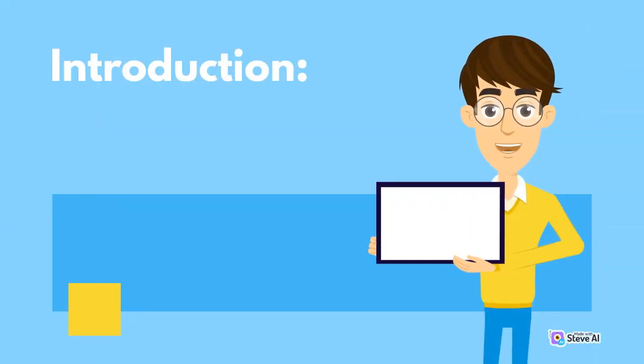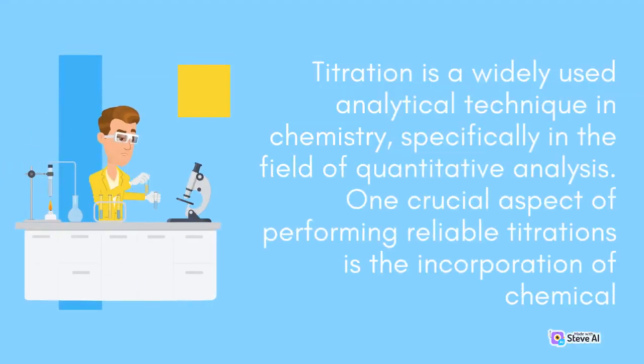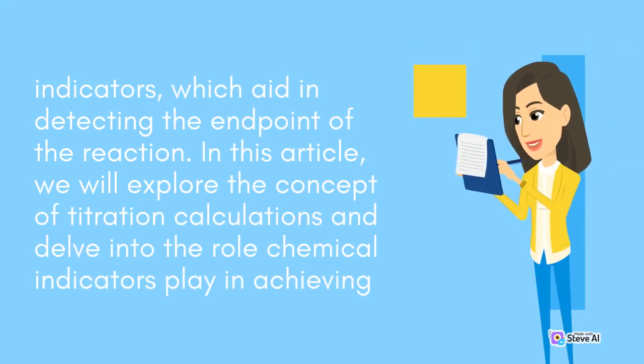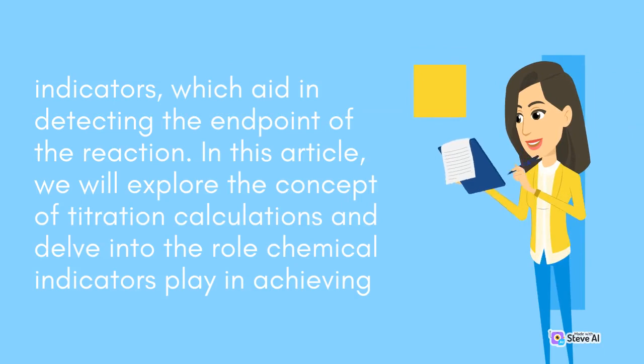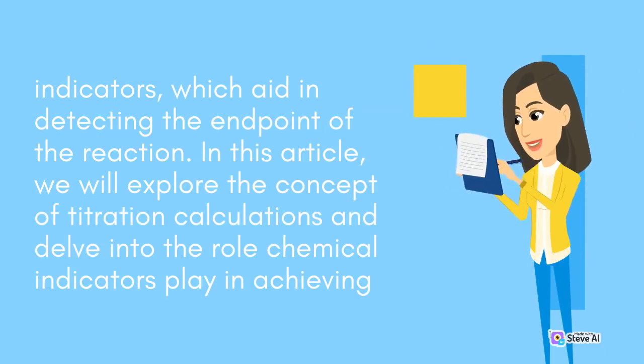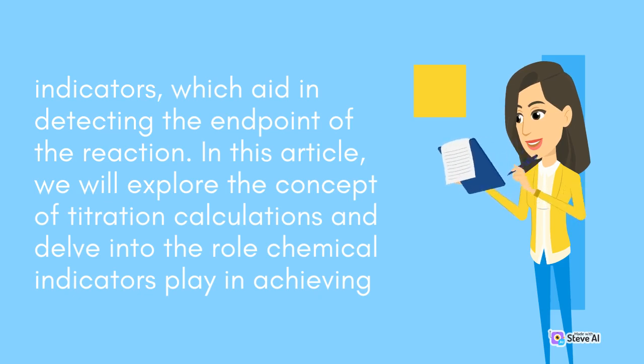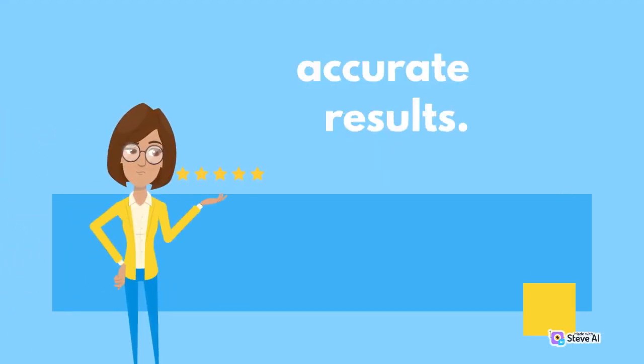Introduction. Titration is a widely used analytical technique in chemistry, specifically in the field of quantitative analysis. One crucial aspect of performing reliable titrations is the incorporation of chemical indicators, which aid in detecting the endpoint of the reaction. In this article, we will explore the concept of titration calculations and delve into the role chemical indicators play in achieving accurate results.